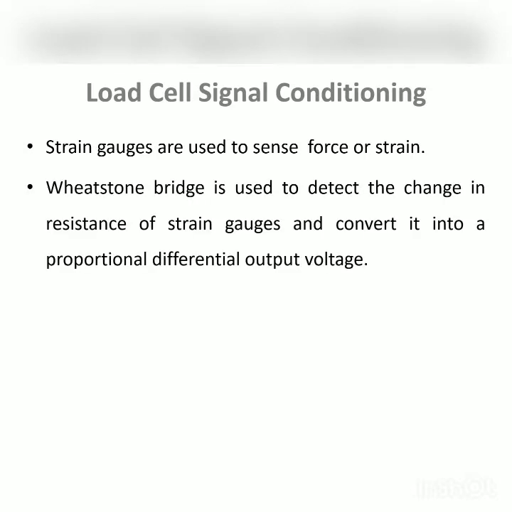The Wheatstone bridge is used to detect the change in the resistance of strain gauges and convert that change in resistance into a proportional differential output voltage. This output voltage is also said to be the unbalanced EMF or potential occurring across the Wheatstone bridge.